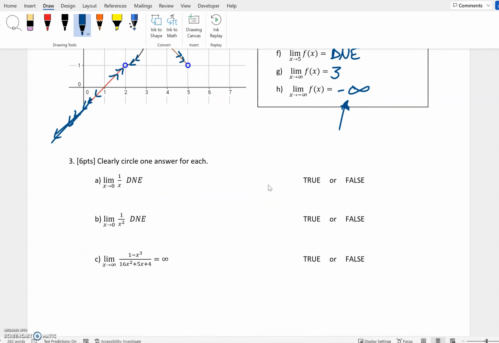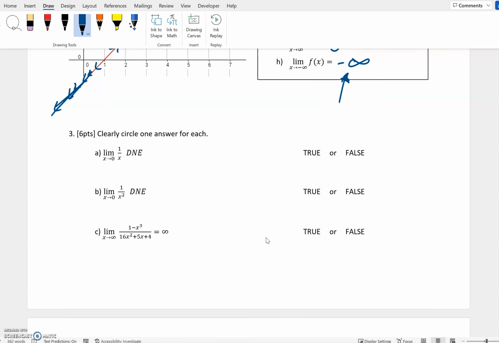All right. These guys, this kind of emphasizes the same point. So 1 over x looks like this. As we go to 0 from the left and from the right, those two sides don't agree, so this does not exist. However, 1 over x squared makes this positive. So they agree. This limit's going to go to infinity, so this is false.